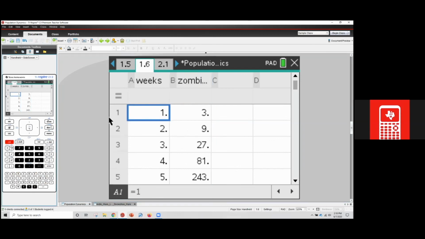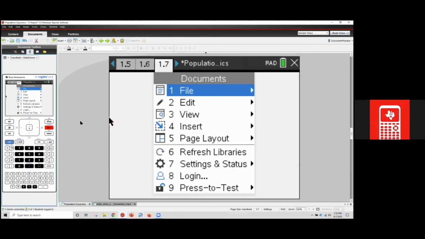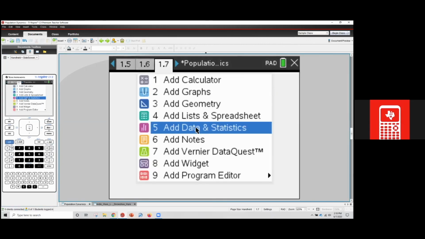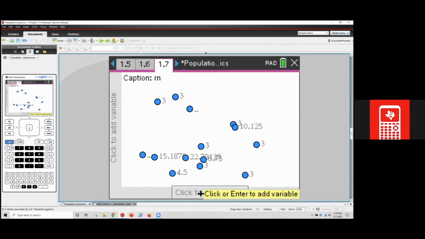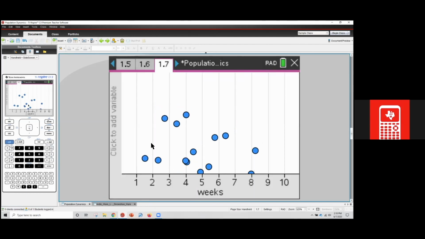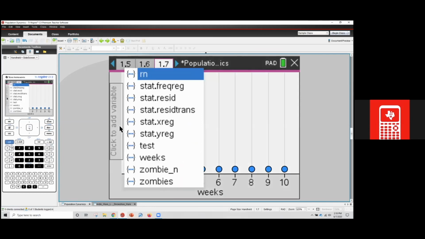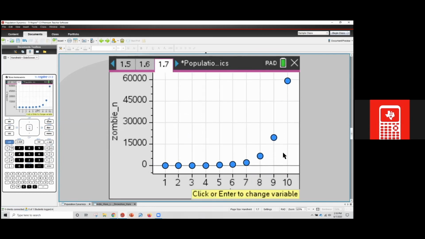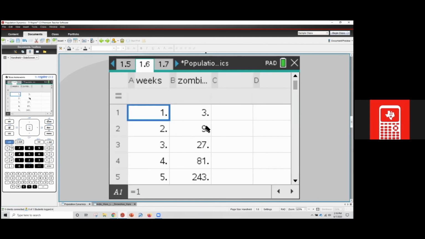So I'm going to hit Control and Doc, where I was, and then I'm going to add a data and statistics page. And I'm going to graph our weeks versus our zombies N to see how our exponential growth works. I can also then go and change what happens here.